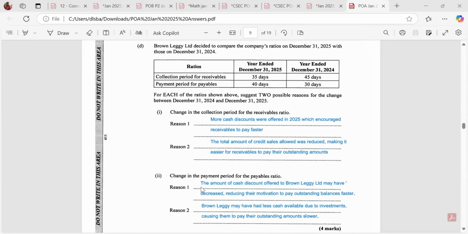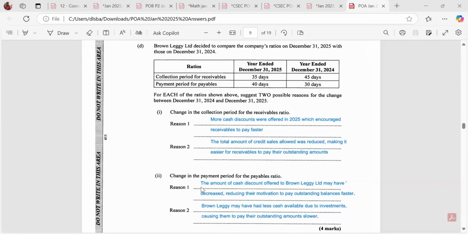So one of the suggestions was that Brown Leggy, sorry, got offered less discounts, so they took longer to pay. Or they had less cash available, so they couldn't pay. That's why they took longer to pay in 2025. You could put anything again for this one as well.